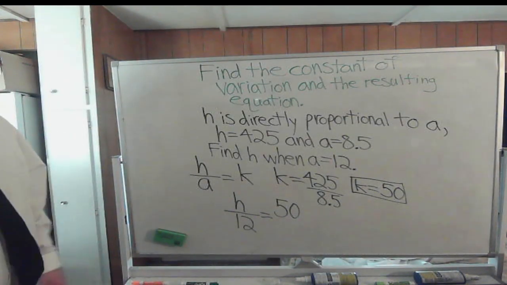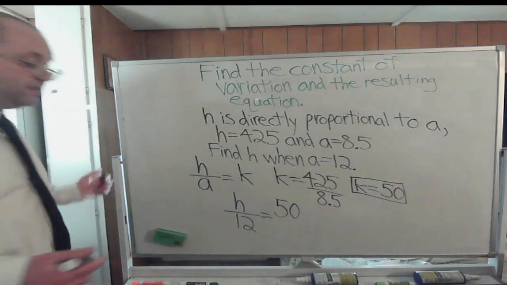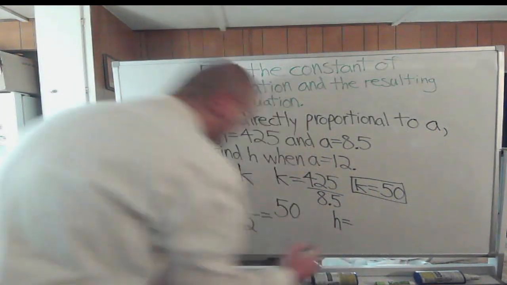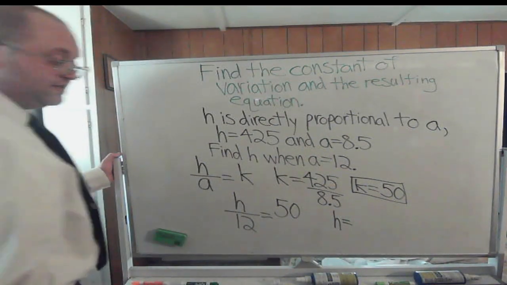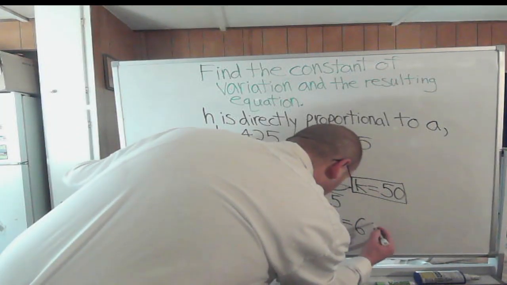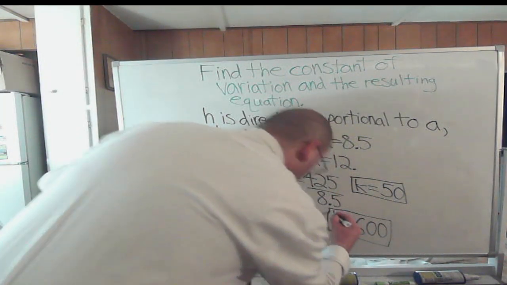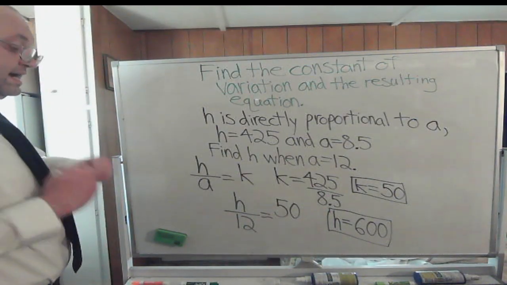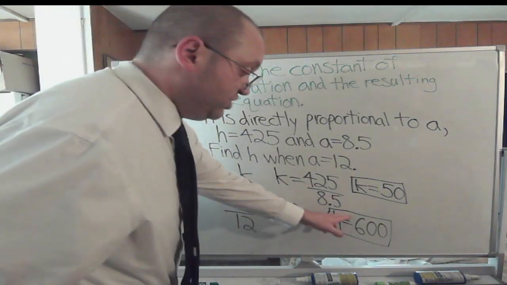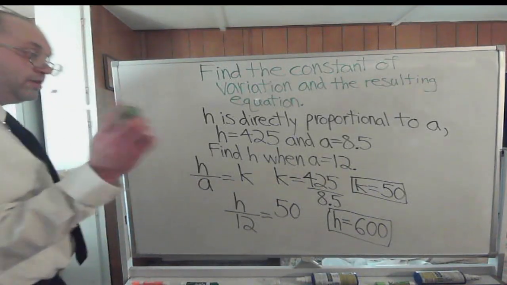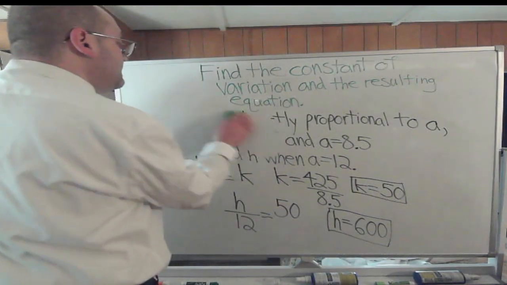All you're going to have to do is multiply both sides by 12. If you do that, the left side you just get h. On the right side you multiply 50 by 12, you get 600. So the result that you get when a equals 12 is h equals 600. And I got one more problem, and it's pretty much like this one.